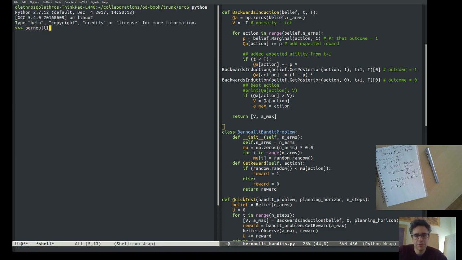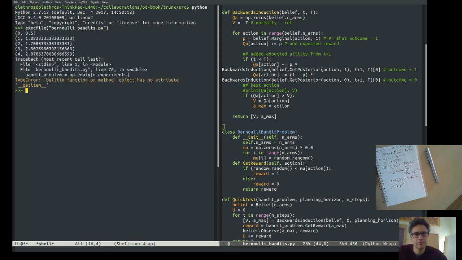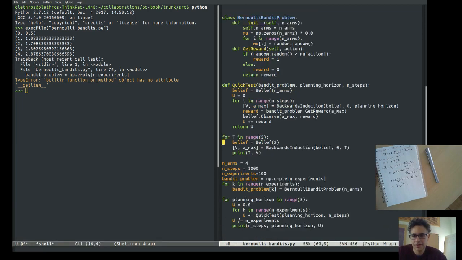I tried to make this problem more interesting, but do you remember the command for executing a source file? Exec file. Bundles py. Yeah, I tried to generalize the program and generalized too much. What was the error here? Has no attribute. Ah, yeah, I was creating a new bind problem. No, no, not there. Yeah, here. Yeah, that should be a function call. Yeah. Ah, empty. Okay, like this.